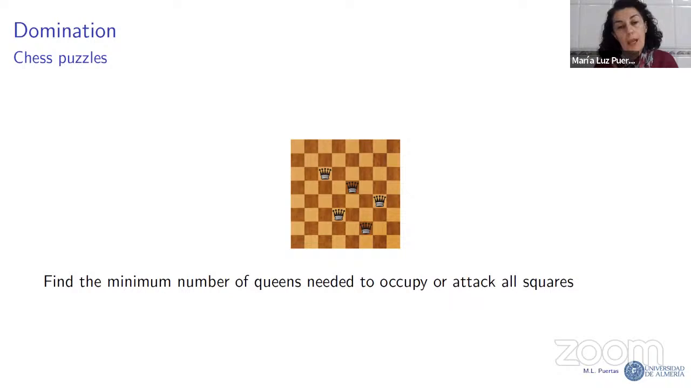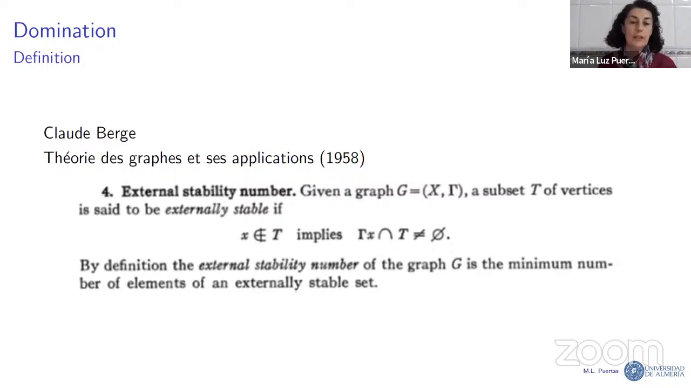As I said, it is considered that this is the first idea about domination in graphs, but the formal definition of domination can be found in this book by Berge, around the same years that the definition of the graph product is, 1958. This is not the original definition because the book is in French.